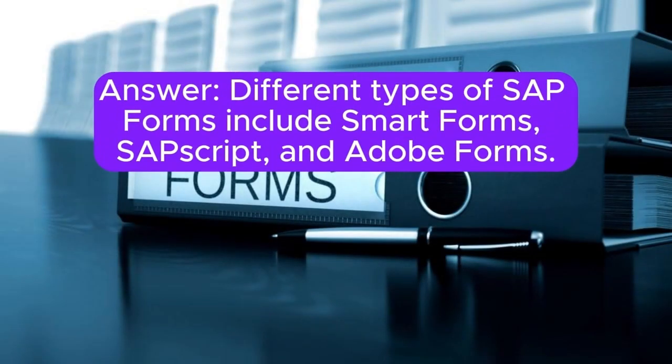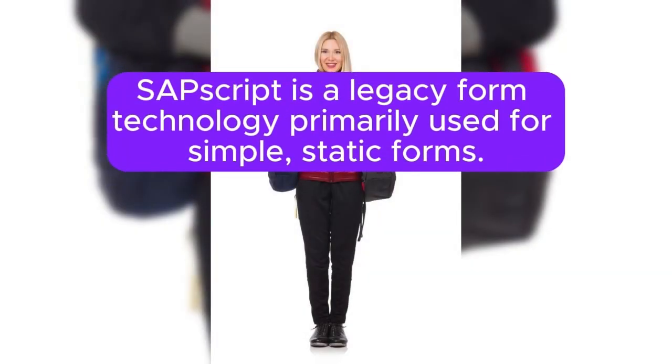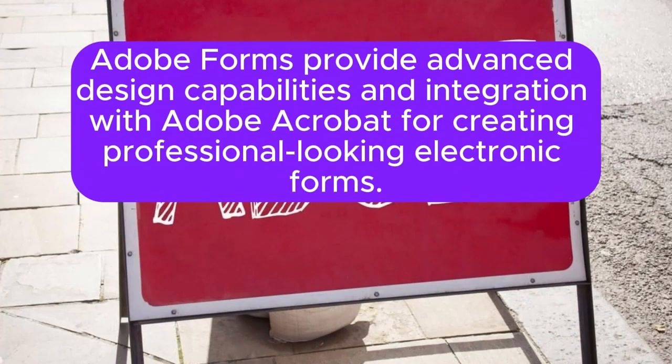44. What are the different types of SAP forms, and when would you use each type? Answer. Different types of SAP forms include Smart Forms, SAP Script, and Adobe Forms. Smart Forms are used for designing complex and interactive forms with dynamic content. SAP Script is a legacy form technology primarily used for simple, static forms. Adobe Forms provide advanced design capabilities and integration with Adobe Acrobat for creating professional-looking electronic forms.